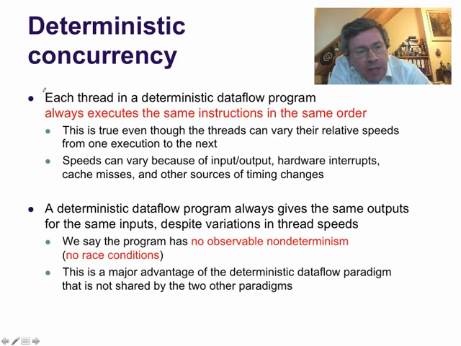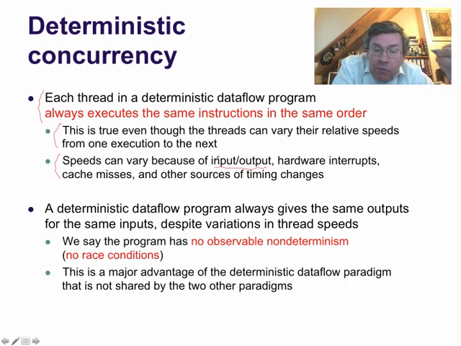So first of all, in a deterministic data flow program, every thread always executes the same instructions in the same order. This is true even though the threads might have different speeds in different executions. In fact, speeds can vary in a real computer for different reasons. There are different sources of timing changes. For example, I/O, which can arrive at any moment, which changes how the timing works.